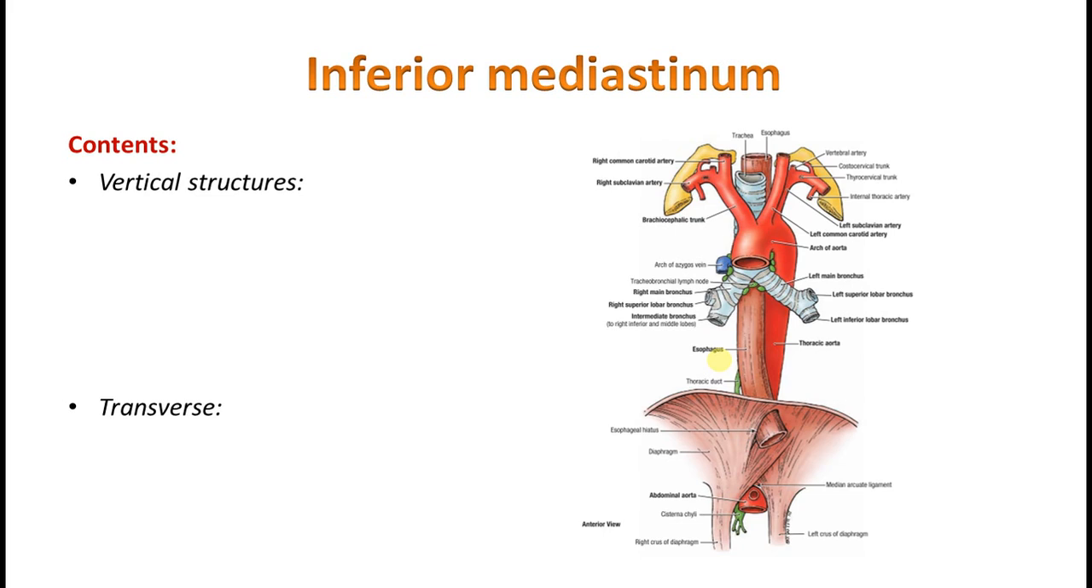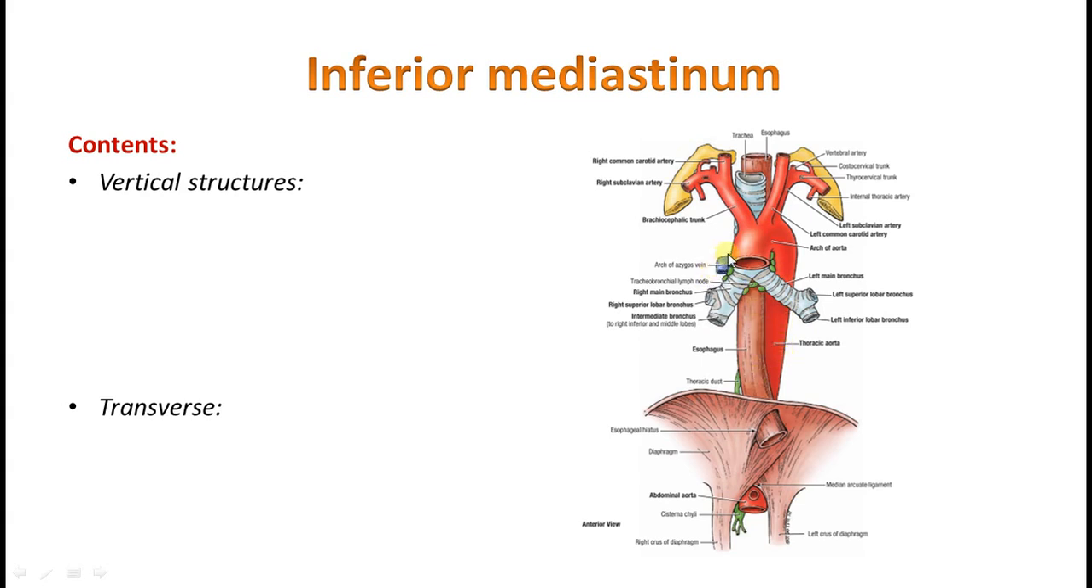Now the structures, we can appreciate the structures in the inferior mediastinum. You have longitudinal structures, so vertically they are disposed, and certain structures are also present transversely in the posterior mediastinum. So longitudinal structures, from this picture itself you can very well understand, are the descending thoracic aorta and the esophagus. Mainly you see the descending thoracic aorta and the esophagus.